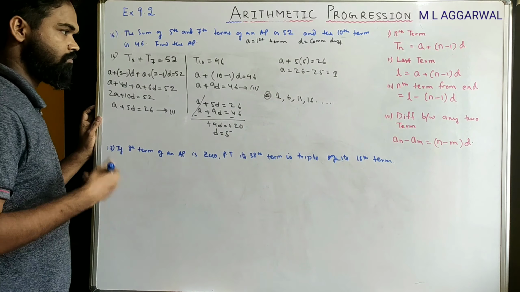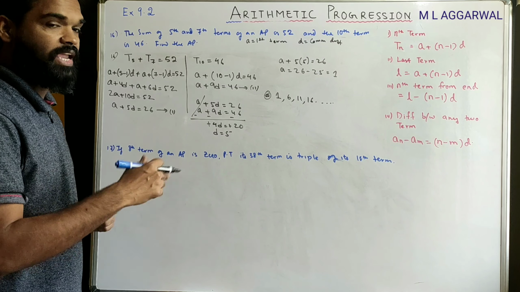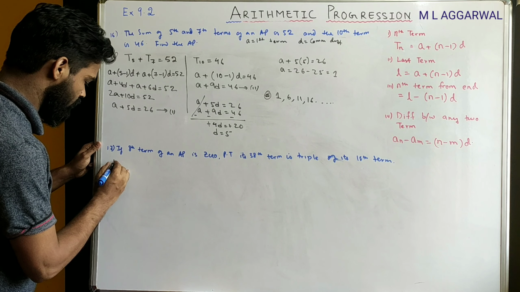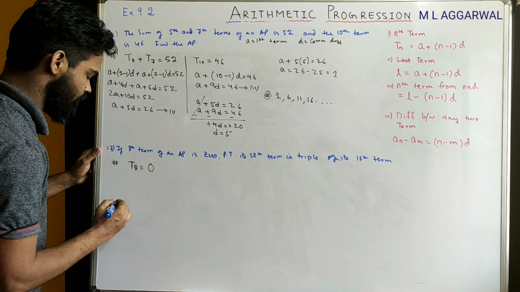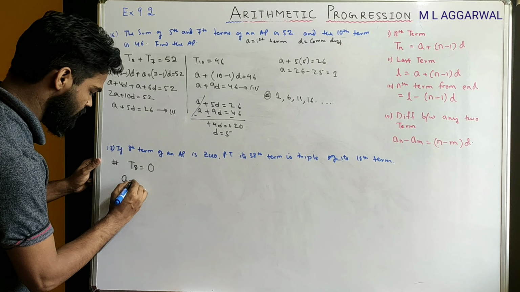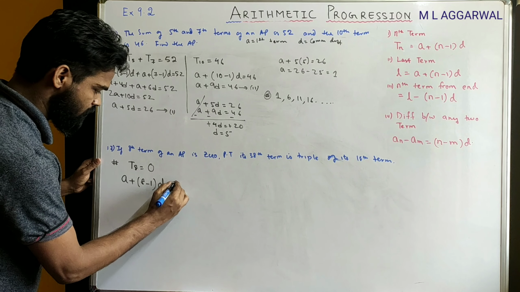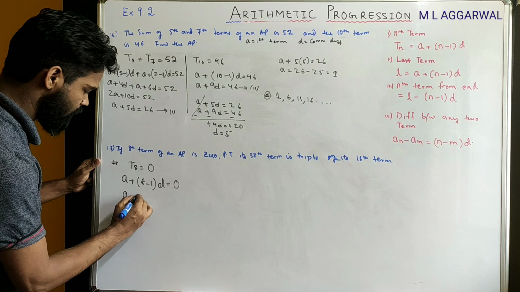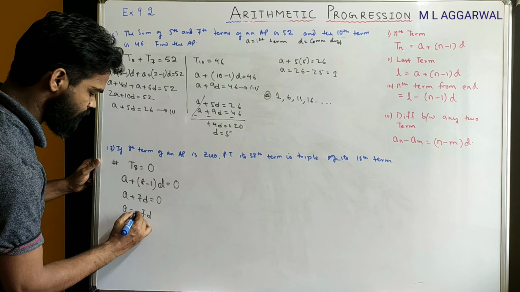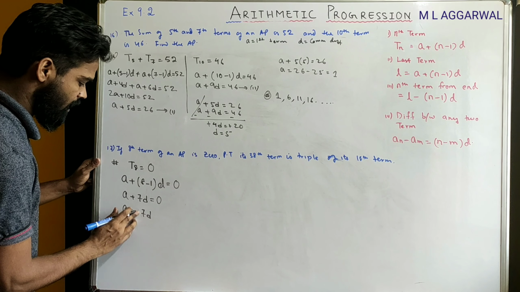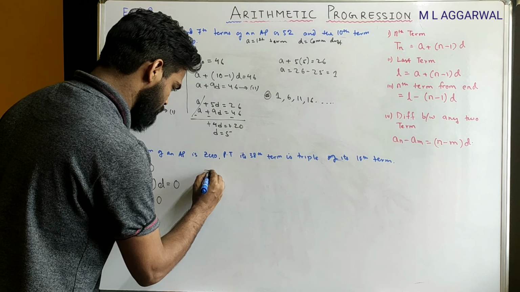Now look at number 17. If 8th term of an AP is 0, prove that its 38th term is triple of its 18th term. Very easy. Look over here. Your 8th term of an AP is 0. So T8 is 0. So I can write a plus 8 minus 1 d is equal to 0, which means a plus 7d is equal to 0, which means a equals minus 7d. I got a relation between a and d. Okay. Now look, I'll find 38th term.